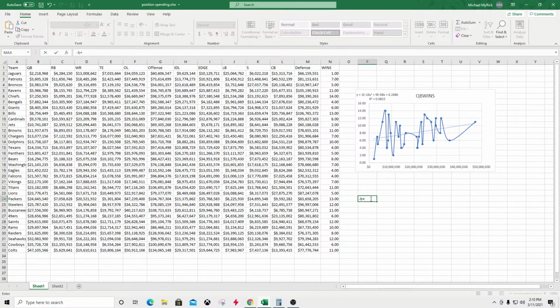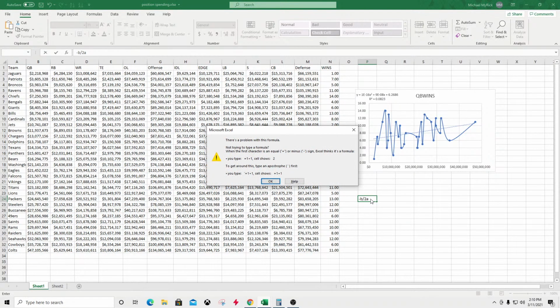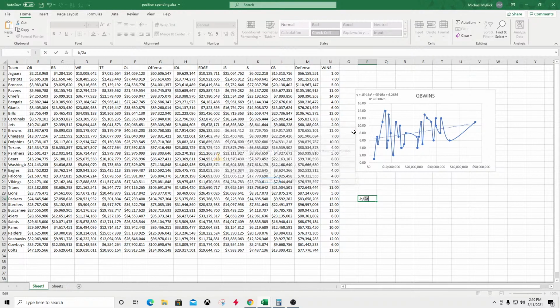I don't have the plus or minus. Oh, yeah. Sorry, negative B divided by 2A. And what does that get you? They're not gonna let me put it there. Okay.